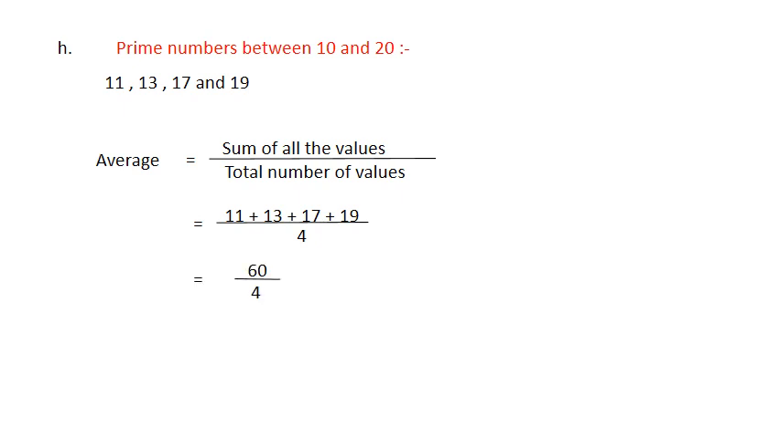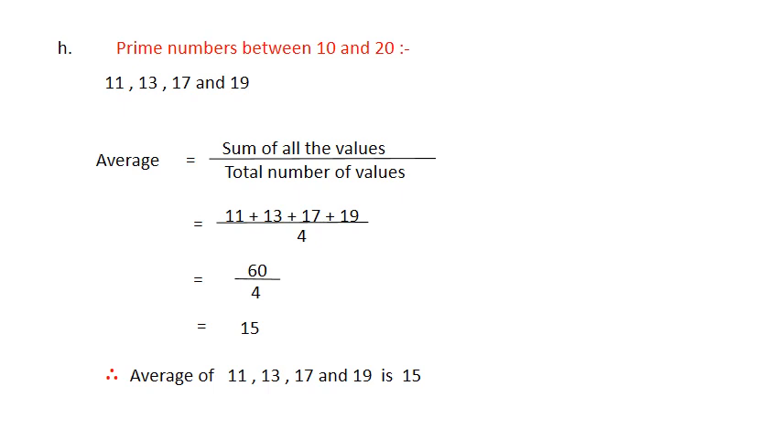So the sum is 60, and 60 divided by 4. Come on, let's do 60 divided by 4. Okay, 60 divided by 4 is 15. And what will you write as the final answer? Average of prime numbers 11, 13, 17 and 19 is 15, or average of prime numbers between 10 and 20 is 15. Therefore, average of 11, 13, 17 and 19 is 15.